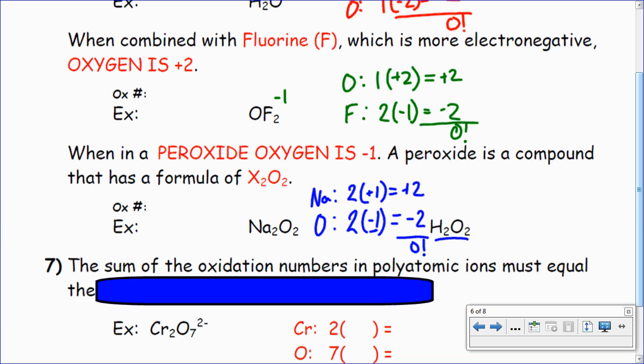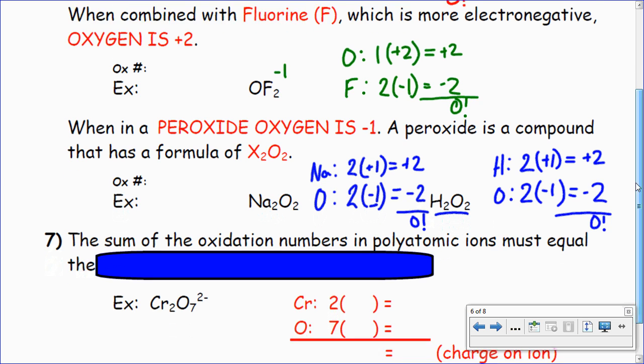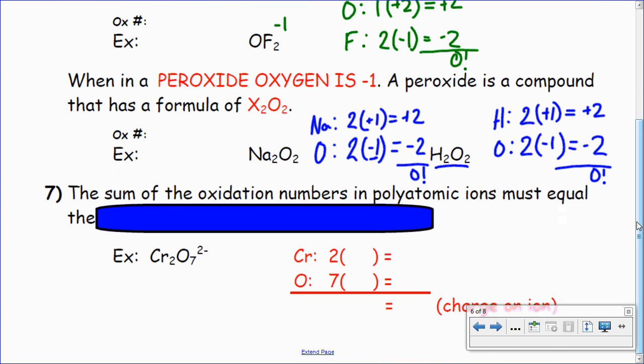H2O2, this is hydrogen peroxide. It's a disinfectant. We got 2 of them. Hydrogen's always +1 if it's listed first, so that's a +2. And then we got the oxygen, 2 of them times something equals a -2. That's why in this scenario, oxygen had to be a -1. And again, these are the exceptions, so don't worry about them too much.